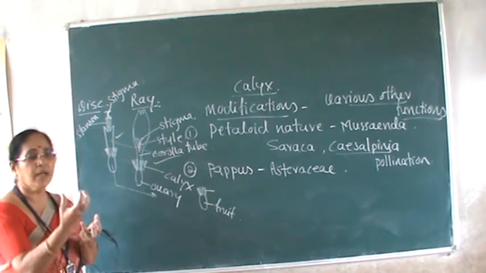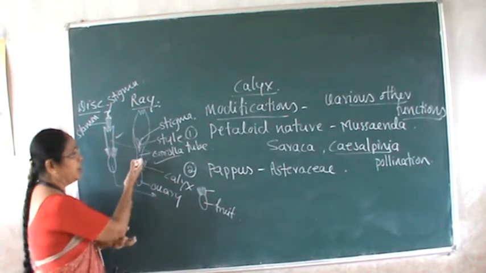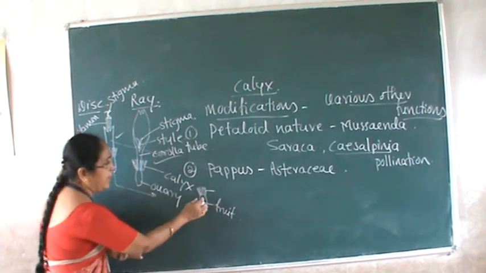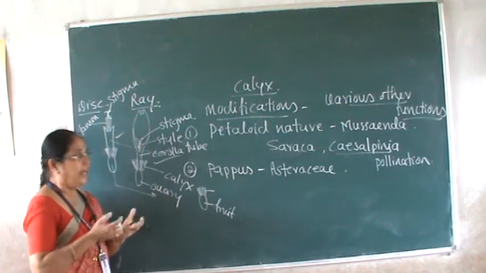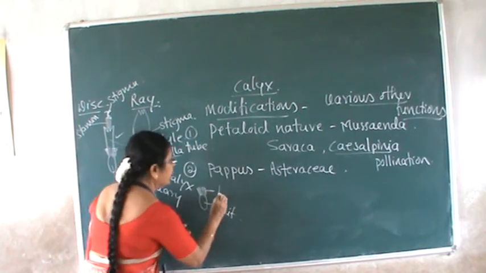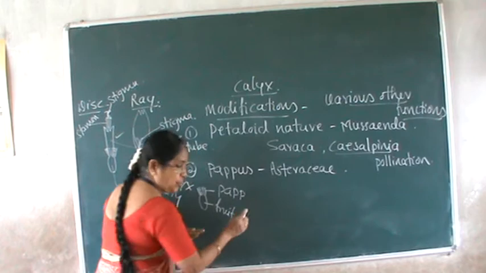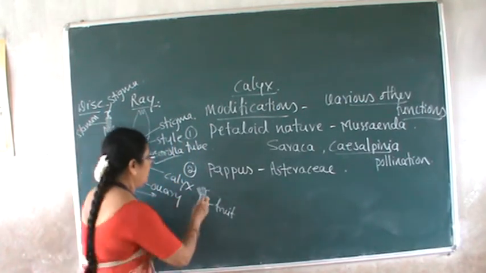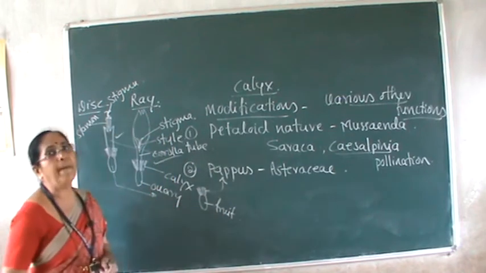A fine hairy structure, a cluster of hairy structures, is present on the top of the ovary. And when this corolla falls off, this is the fruit, and it holds the calyx on the top. This calyx is modified and called pappus.